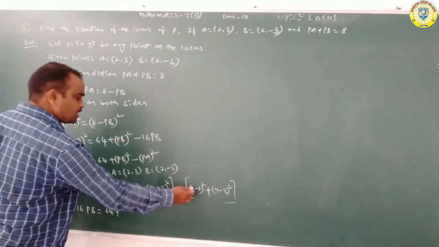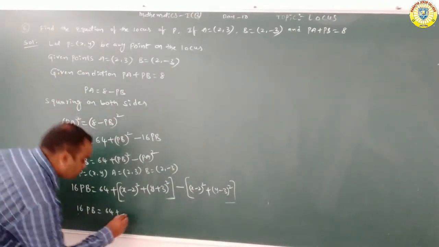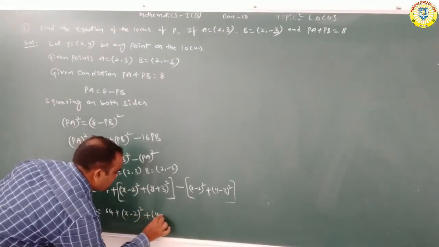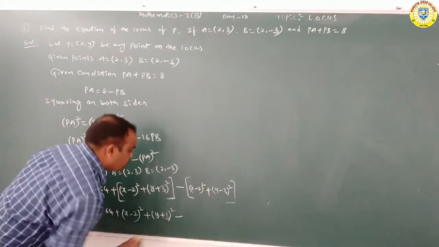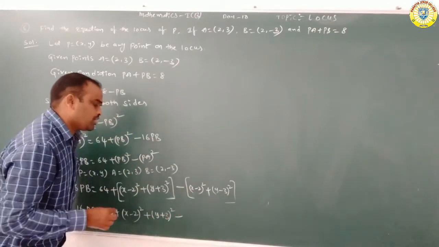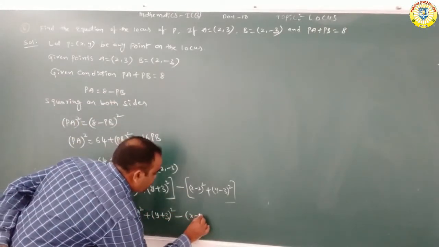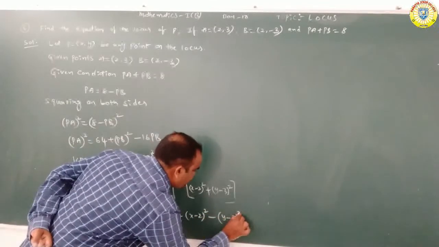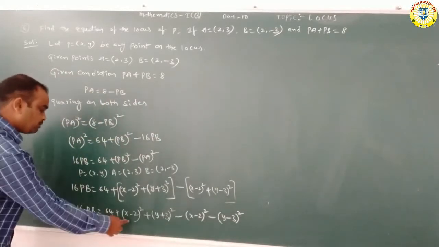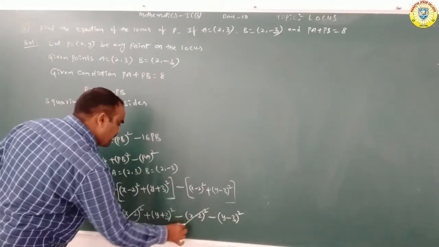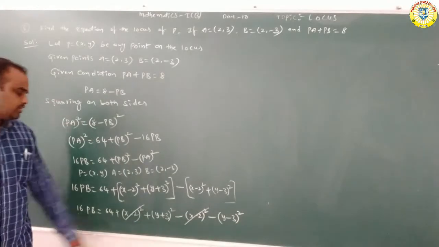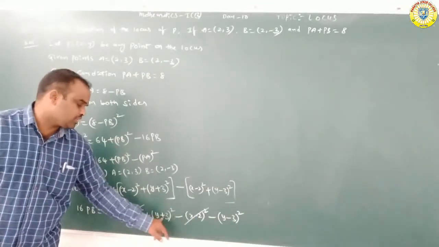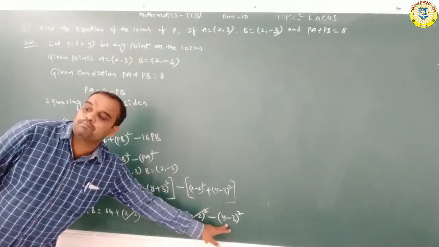Here also, what is this, sir? x minus 2 is there. Here x minus 2 whole square plus y plus 3 whole square. This minus will directly multiply to the inside: minus of x minus 2 whole square, minus of y minus 3 whole square. Here x minus 2 whole square minus x minus 2 whole square cancel. There is y plus 3 and minus y minus 3; these two values are not cancellable.